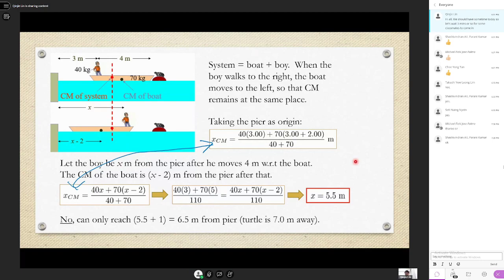Any questions for this topic? Motion of a system of particles, center of mass.